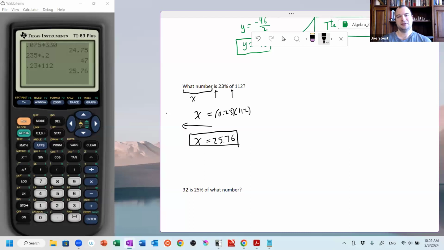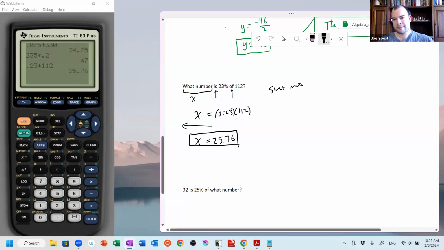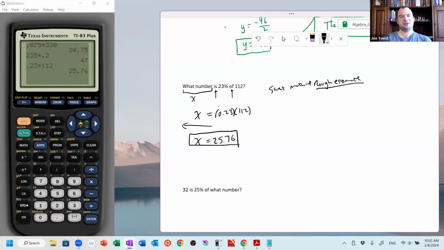This seems right. So that's another one of these street math ideas. I can get sometimes a rough estimate. I can make an educated guess as to the size of the answer. So about 20, because 20% of 100 is pretty close to 23% of 112. 20% of 100 is about 20, and 25, 26 is in the ballpark of 20. So that seems about right.